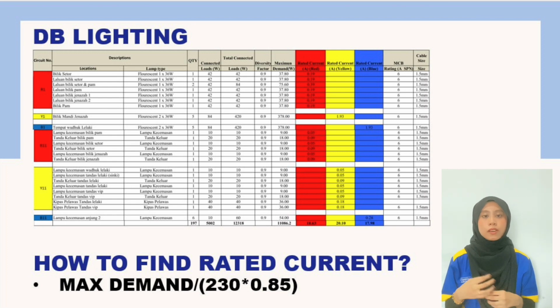MCB rated current for this lamp is the same, 6 ampere, and the cable size is also the same, 1.5 millimeter. As we can see, the exit sign and emergency lamp are in one circuit. It cannot be combined with the other lamp. We got a balance. The difference between the values is still in the range of 10 until 15%.